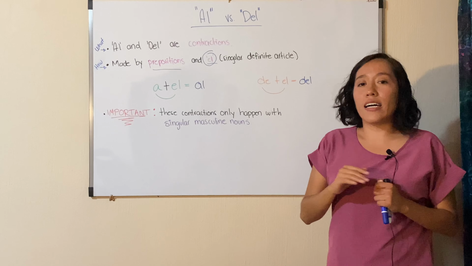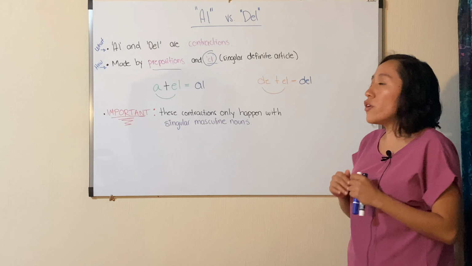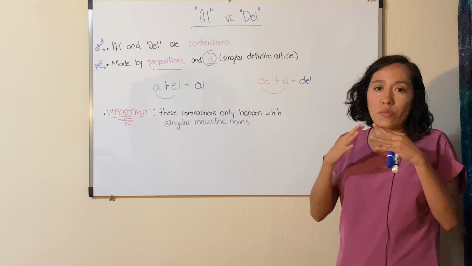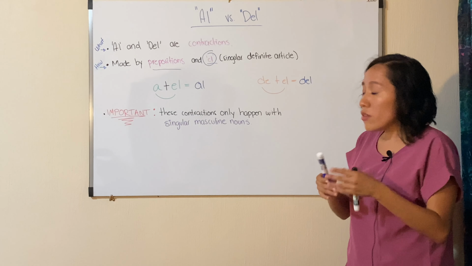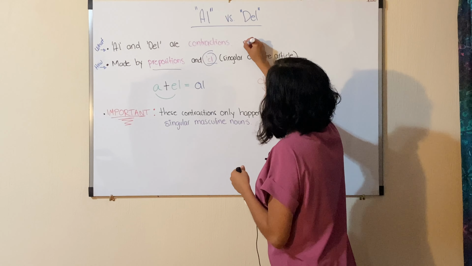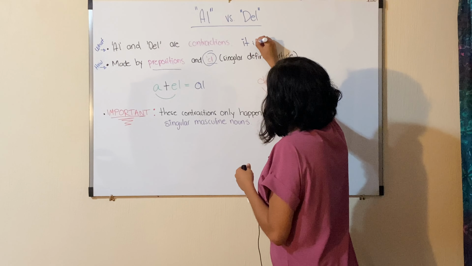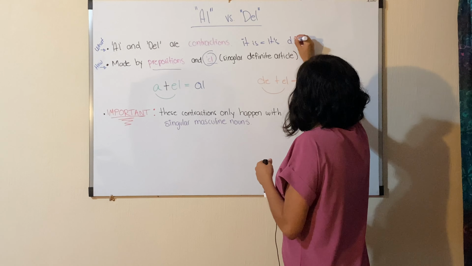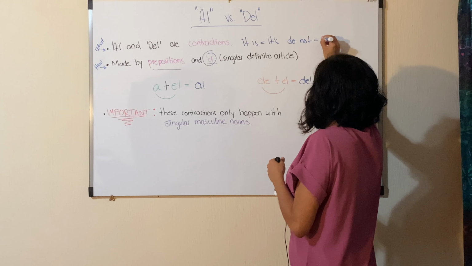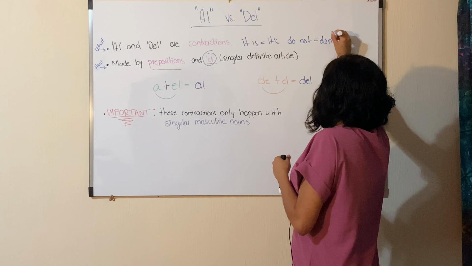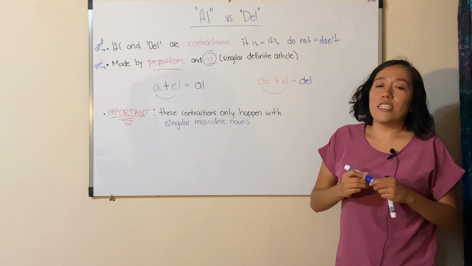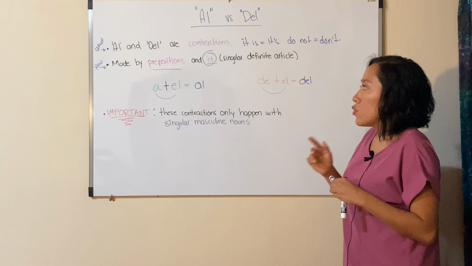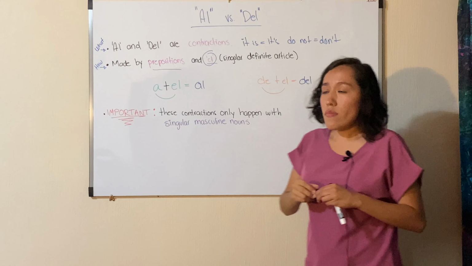Al and del are Spanish contractions. If you don't know what a contraction is, it's simply two words that merge into each other. For example, in English you have many contractions: it is becomes it's, and do not becomes don't. In Spanish, we don't have as many contractions as you guys do, but we do have these two.